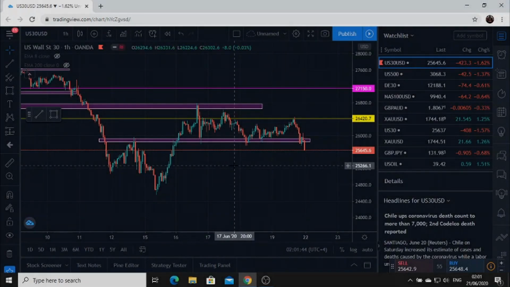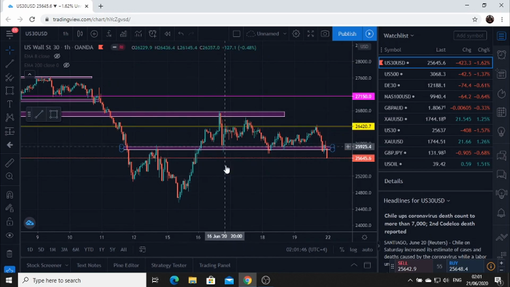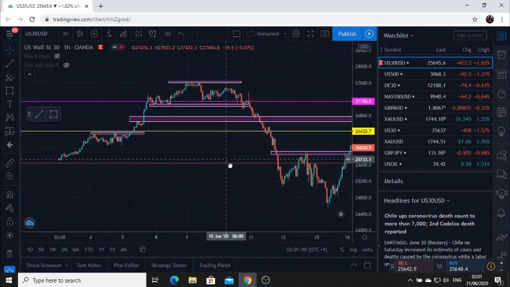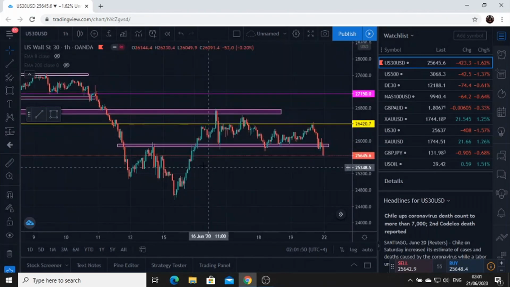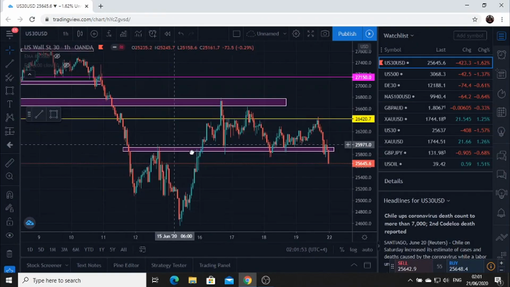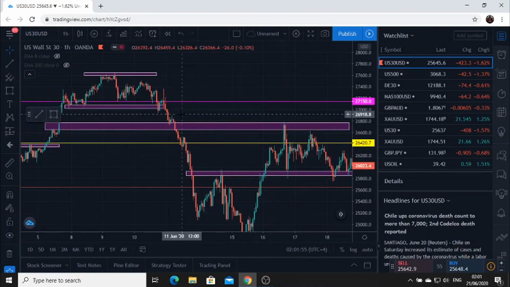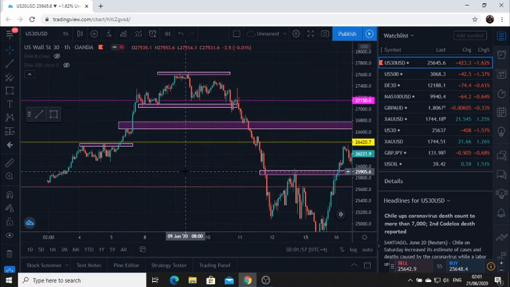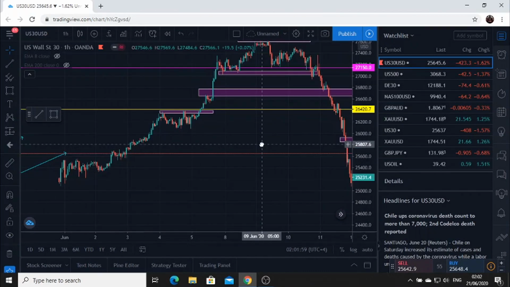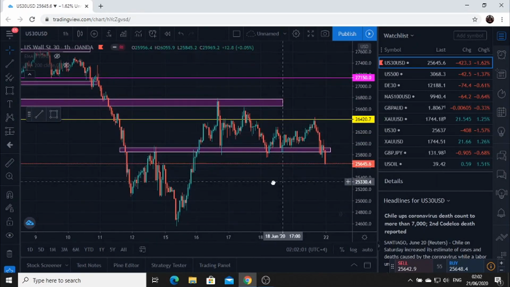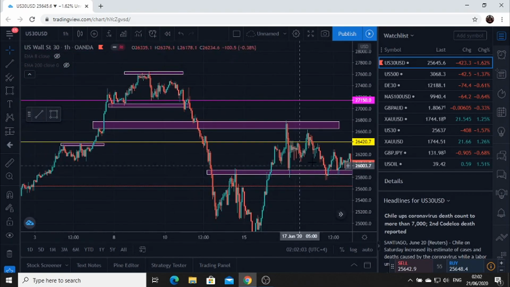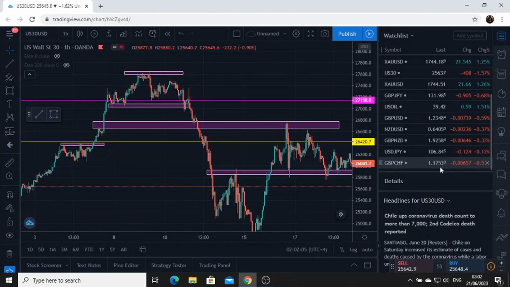Hey guys, so today I'll be showing you how to make these zones and how to identify them easily, because most traders fail at making these zones and tend to lose money a lot. But it's very simple. Once you understand and backtest this, you will hopefully make a lot of profits.